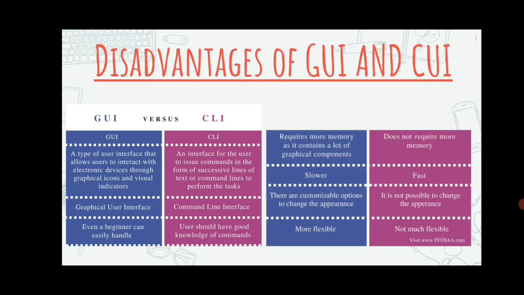Next one is, the GUI requires more memory as it contains a lot of graphical components, and CLI does not require more memory. GUI is slower and CLI is faster. GUI has customizable options to change the appearance. In CLI, it is not possible to change the appearance, and GUI is more flexible, and CLI is not much flexible. This is all about graphic user interface.